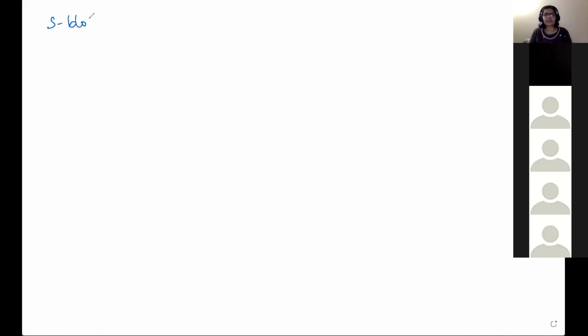So S block elements. Where do you find S block elements in the periodic table? Group 1, group 2. Yes. So on the left, the leftmost side, they are group 1 and group 2 elements. And why are they called S block elements?